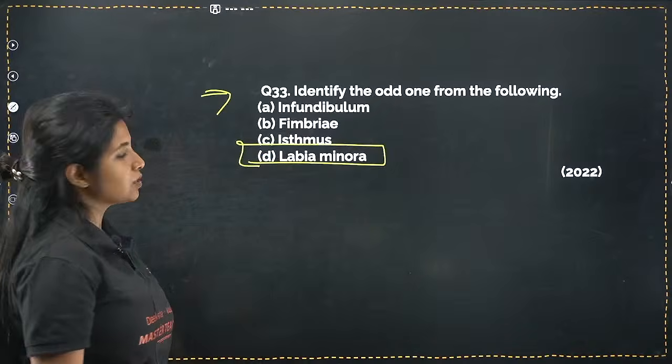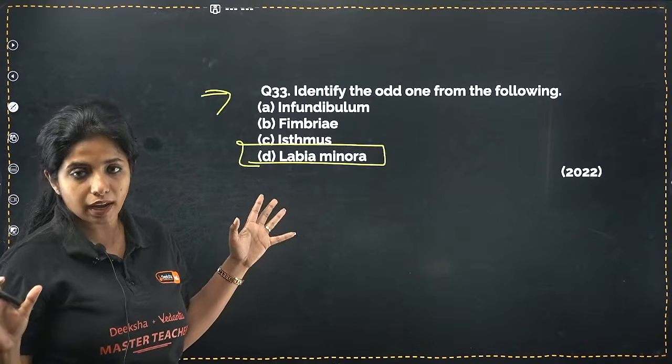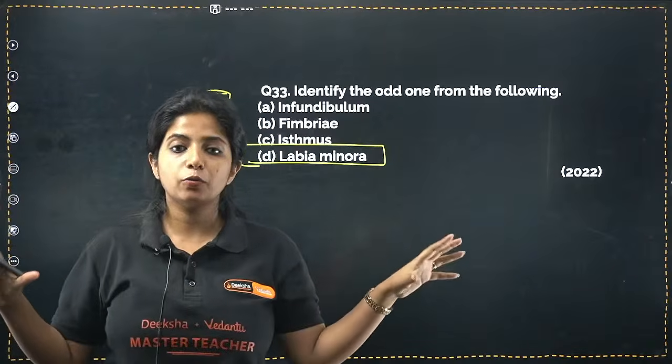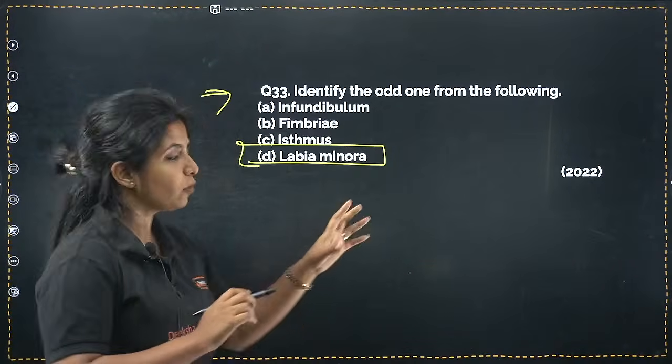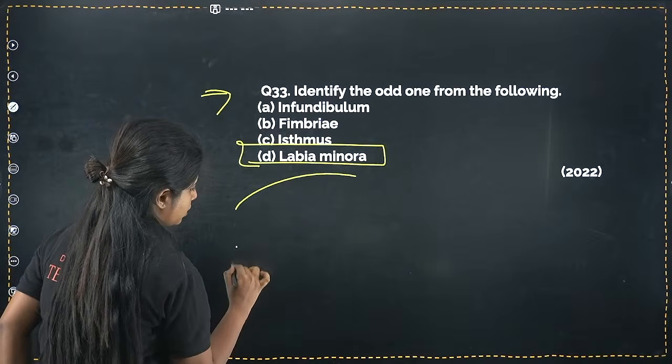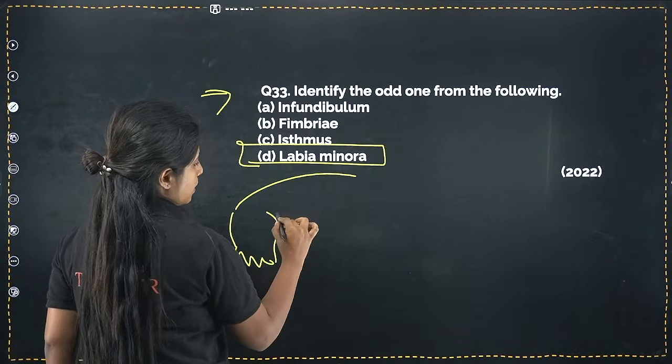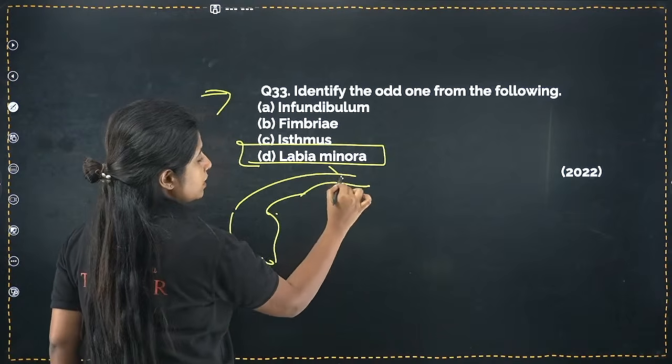Yes, exactly. This one is the odd one out. This is the easiest question I ever saw. Infundibulum, fimbriae and isthmus, they are all part of what? Your oviduct. Okay, in the oviduct, what do you have? You have over here the fimbriae. This is a part of what? The infundibulum, and then you have the ampulla, and finally you have the isthmus.